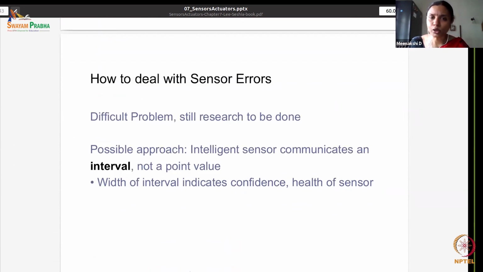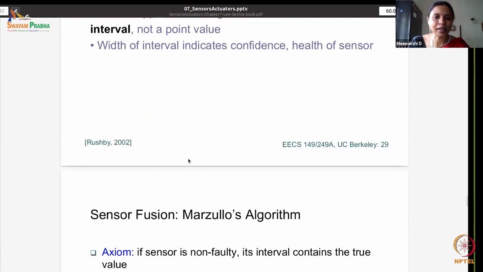So, how to deal with sensor errors? There is a lot of ongoing research on this. There are several standard algorithms available, but whether they apply to our setting or not is still subject to rigorous analysis, trial and error, and research. One possible approach is that an intelligent sensor is asked to communicate a range of values as an interval, but not one value. But then, it depends on whether you need it, how good the width of the interval is, how good the sensor is, and so on.